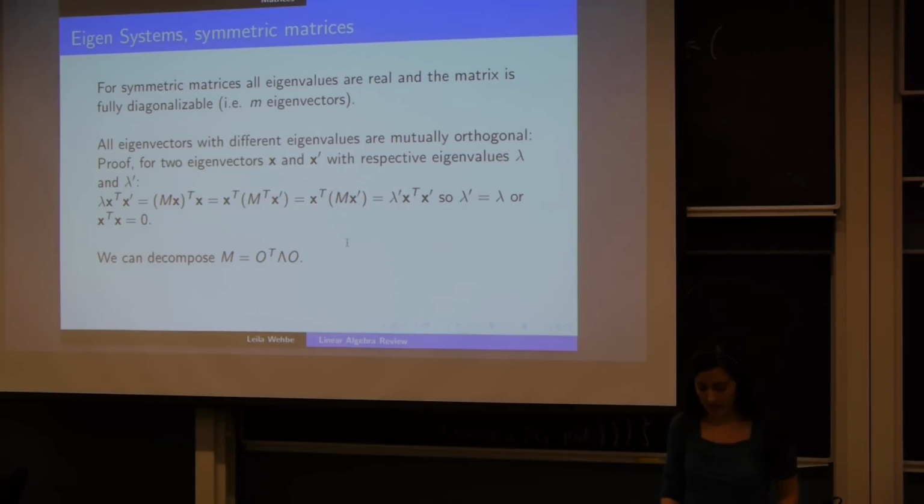And we can decompose M into O transpose lambda O. In O, we're going to have mutually orthogonal eigenvectors. Lambda is a diagonal matrix with all of the eigenvalues on the diagonal.